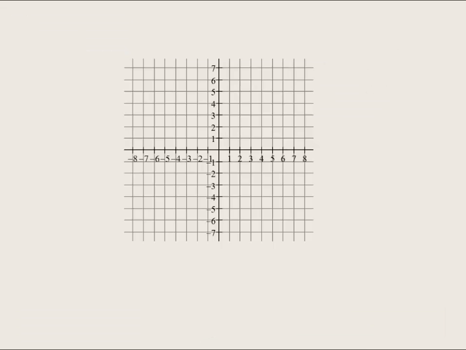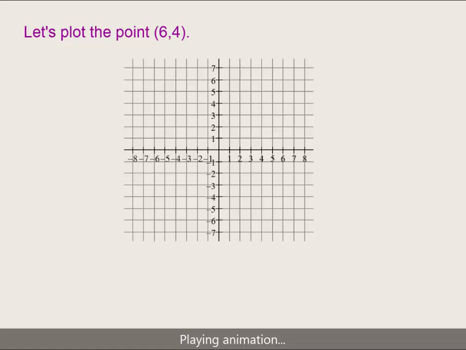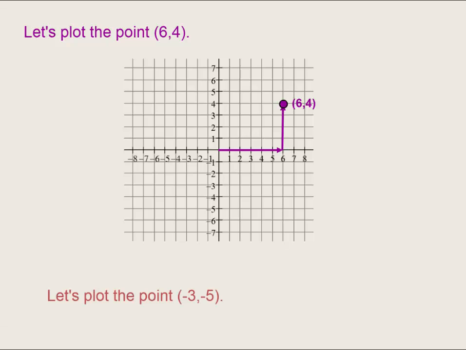So here we have another coordinate plane. And so we're going to go ahead and plot the point 6, 4. So when we plot a point, the points are always going to be x, y. So the first thing that we do is we go left or right in the x-axis, and then we go up and down on the y. So for 6, we're going to start at the origin, go to 6 on the x, and then go up towards the 4. So the point 6, 4 is the point in purple there on the screen.